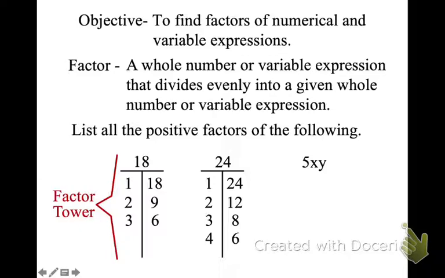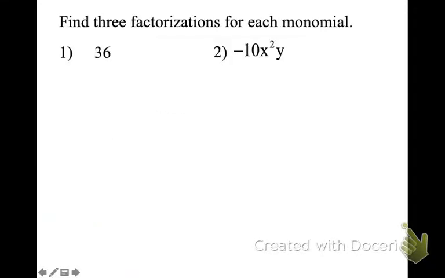Okay, so now let's try a variable expression. There's a number of ways that I could do this. Let's go 1 and 5xy. And that's really, I could do 5 times xy. It's just arranging it differently. I can do 5x times y. We can do 5y times x. So these are all the different factors that go evenly. I can break it up.